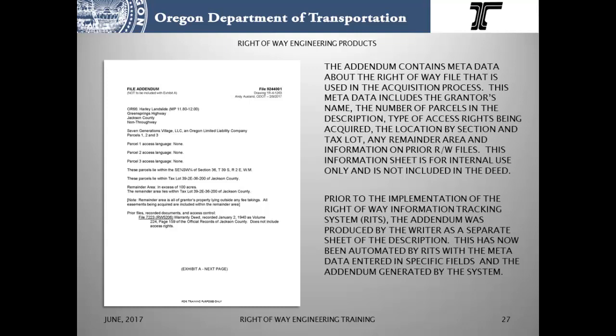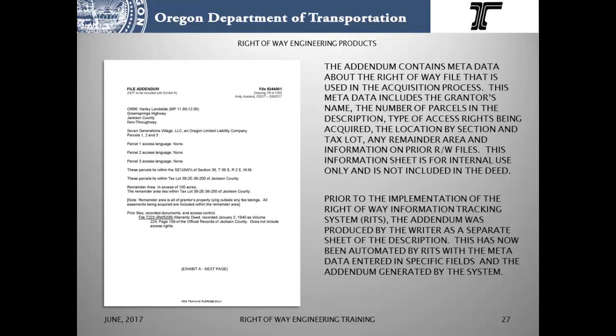In addition to the Exhibit A, there's an addendum. Now, the addendum is just metadata about the right-of-way file, and this is used in the acquisition process. It includes the grantor's name, number of parcels in the description, type of access rights being acquired, location by section and tax lot, any remainder area, and it has information on prior right-of-way files. This information sheet is for internal use only, and it is not included in the deed.